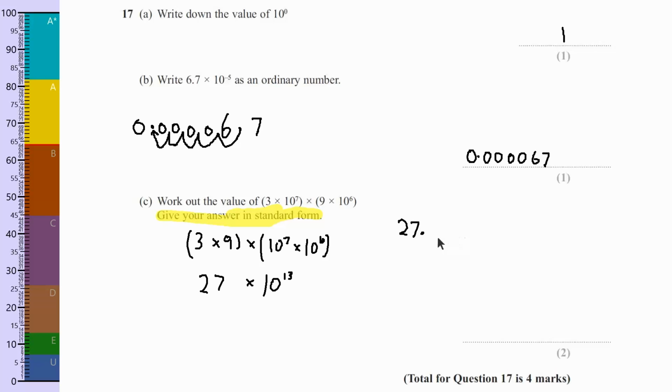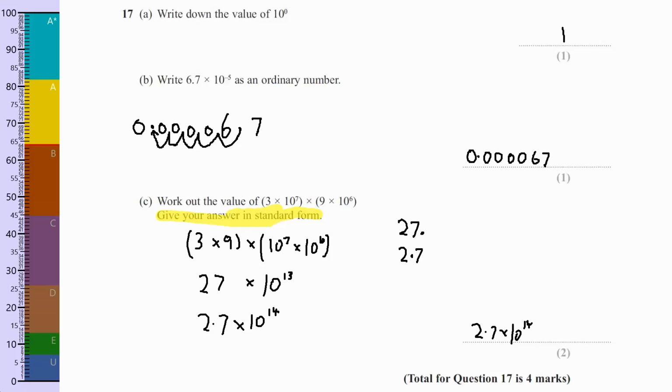And then put the decimal point where it should be, which is between the 2 and the 7 to make it a number between 1 and 10, and count the jumps back. Now you can see here, when you count the jumps back, you're going to jump one more time. So the actual answer will be 2.7 times 10 to the power of 14, because we had to do an extra jump to get that to 2.7. So the answer is 2.7 times 10 to the power of 14.